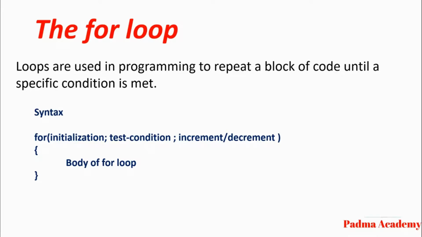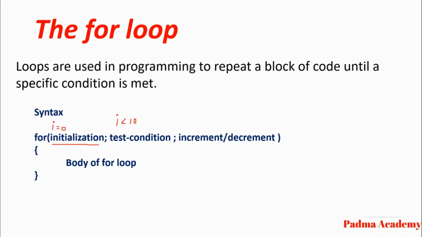For initialization, in initialization a statement like i is equal to 0 or count is equal to 0 comes. They are also called the loop control variable. Then the next is the test condition. In this test condition the expressions are like this: i is less than 10, or i is less than or equal to 10, or count is less than or equal to 10.